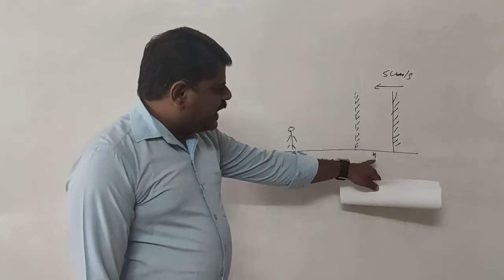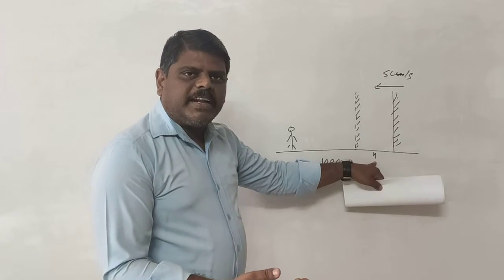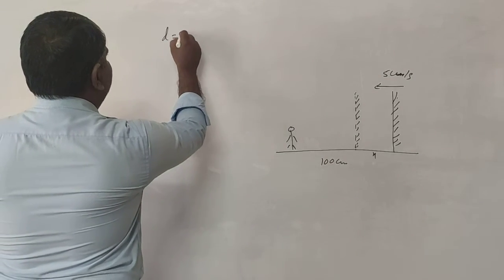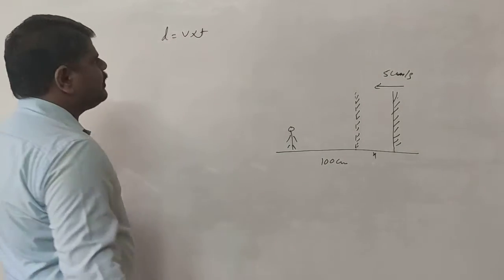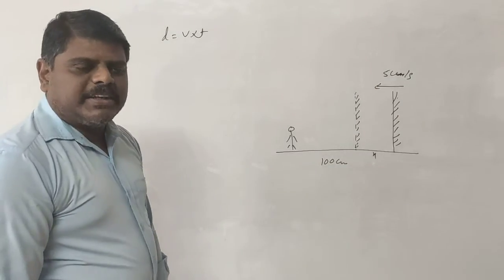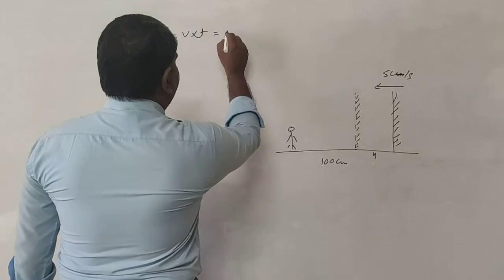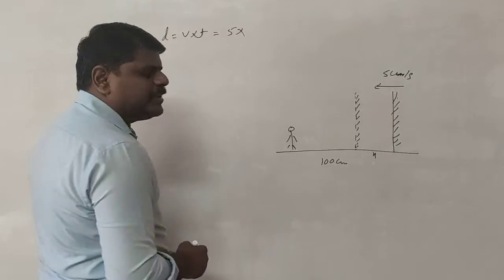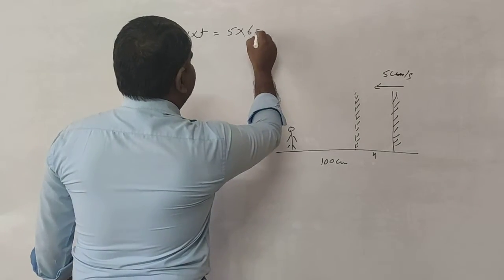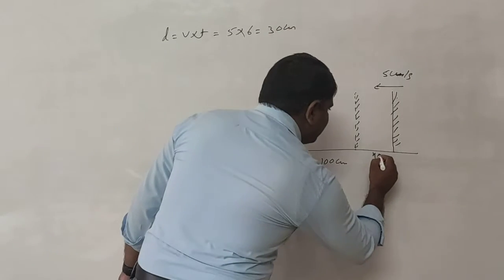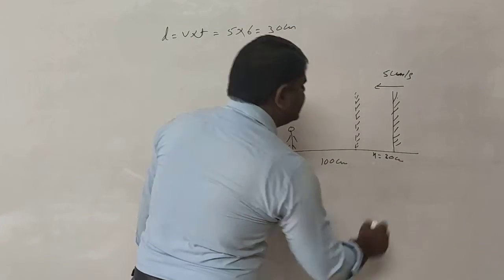So to find out this distance, we need to find out how much distance it has traveled in the 6 seconds. Then the general formula is that distance is equal to velocity into time. Distance is equal to velocity into time. That is equal to, with what velocity it is traveling, 5 centimeters per second, into how much time it traveled, 6 seconds. So that is equal to 30 centimeters. That means x is equal to 30 centimeters.